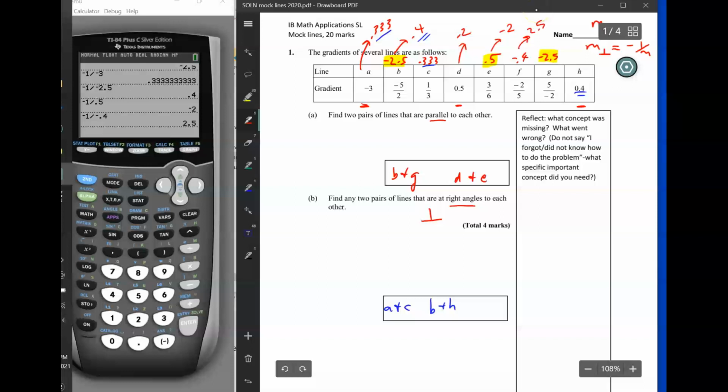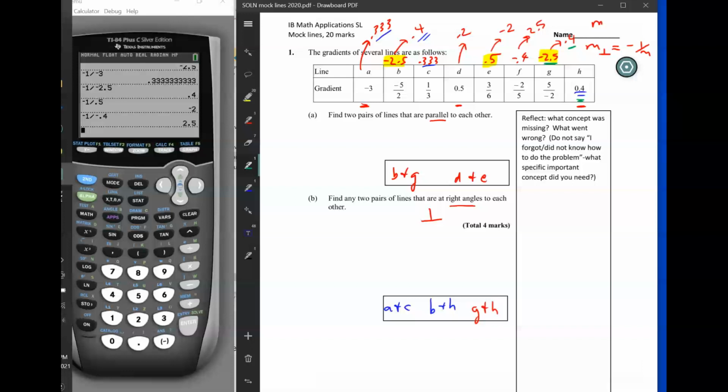Are there any values of 2.5 here? No, there's negative 2.5, but there's no 2.5. So no perpendicular to negative 0.4. What about negative 2.5? We already know that the perpendicular is 0.4, and we already know that H has 0.4, so G and H are also a possible pair. And I'm going to put negative 2.5, 0.4. So those are also a possible pair.